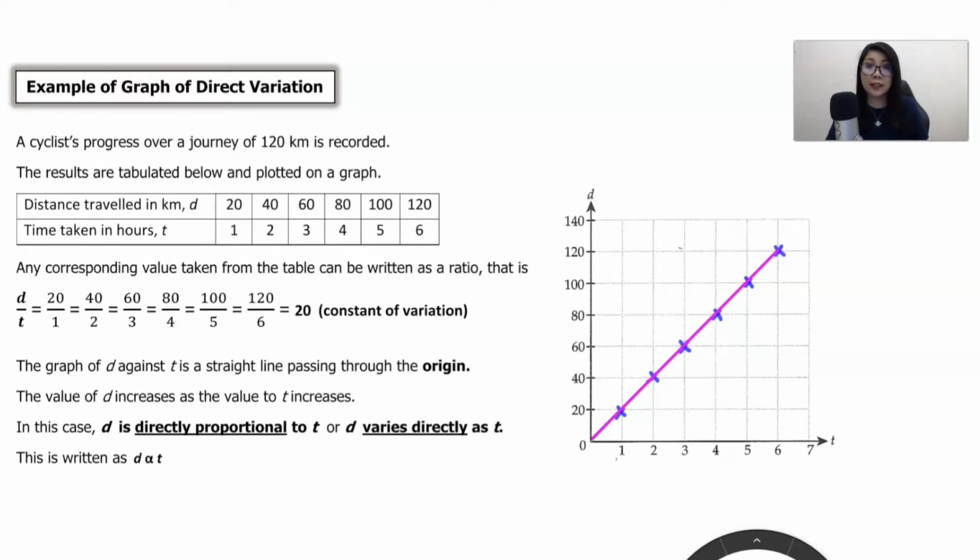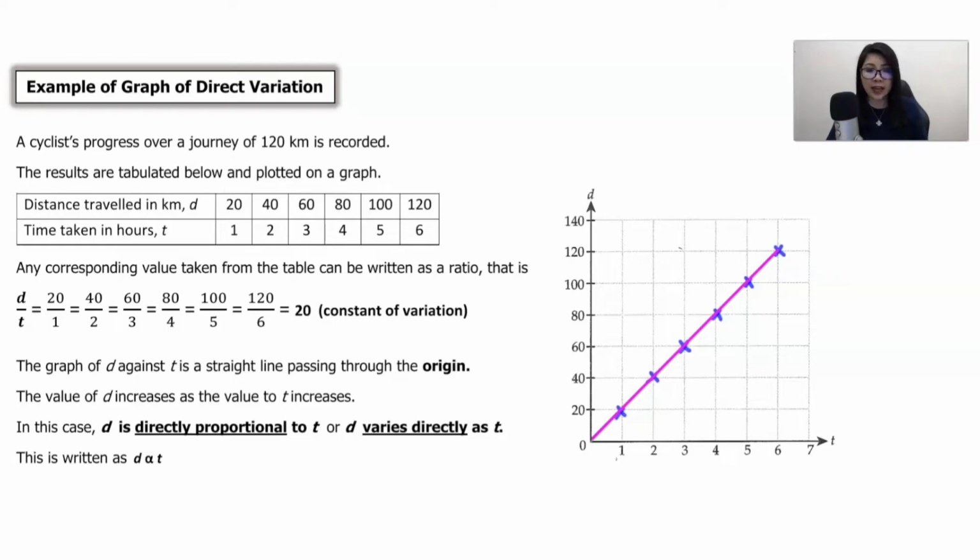Any corresponding value taken from the table can be written as a ratio, that is D over T. So we find the ratio for each one. 20 over 1 is 20. 40 over 2 is 20. 60 over 3 is 20. 80 over 4 is 20. 100 over 5 is 20. 120 over 6 is 20. It means that it is the constant of variation.